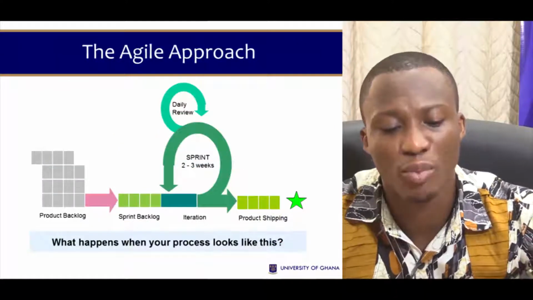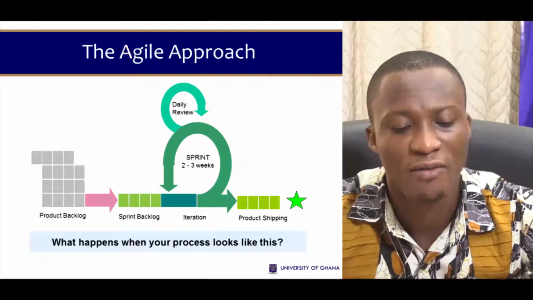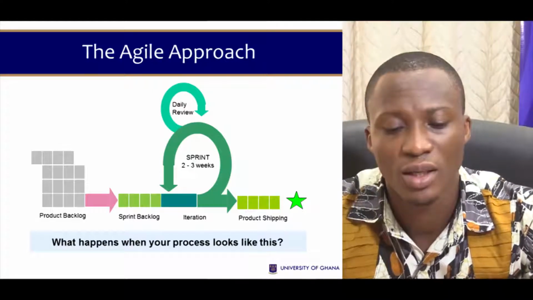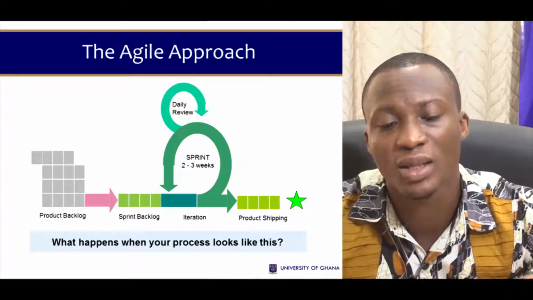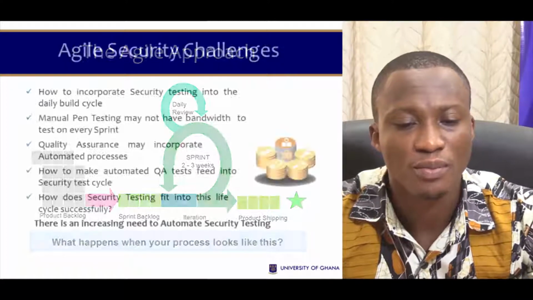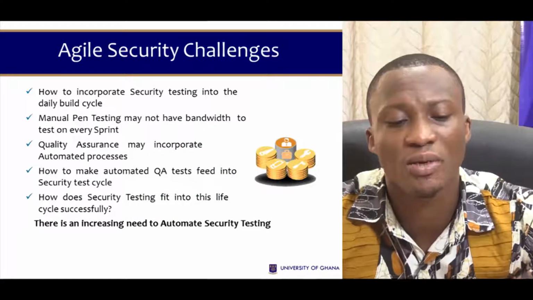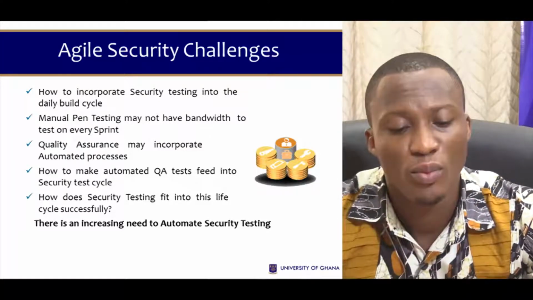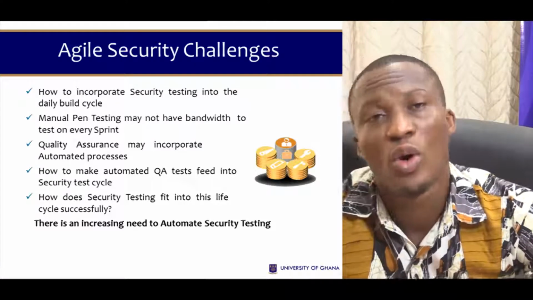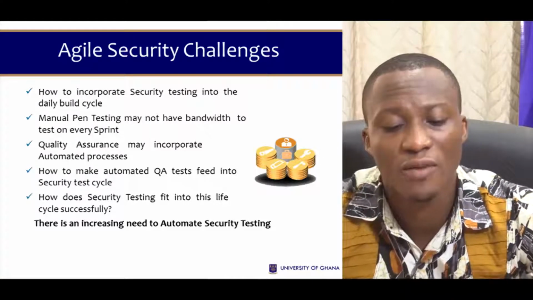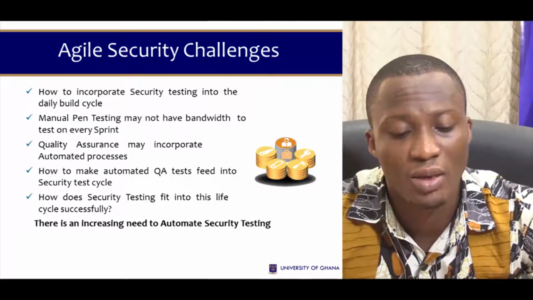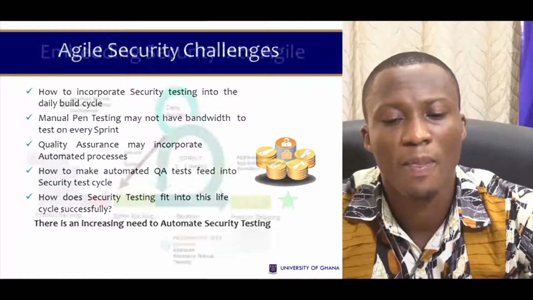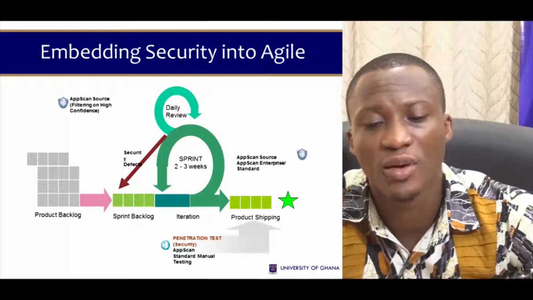We also have the Agile Approach. You can read on this later. What happens in this process is that there are some iterations that need to take place, and that's typical of the Agile Approach. Now, for the Agile Approach, there are some security challenges. We are talking about quality assurance, which may incorporate automatic processes. We are looking at how to make automated quality assurance tests feed into the security test cycle. There is an increasing need to automate security testing. There's also a need to embed security into Agile.